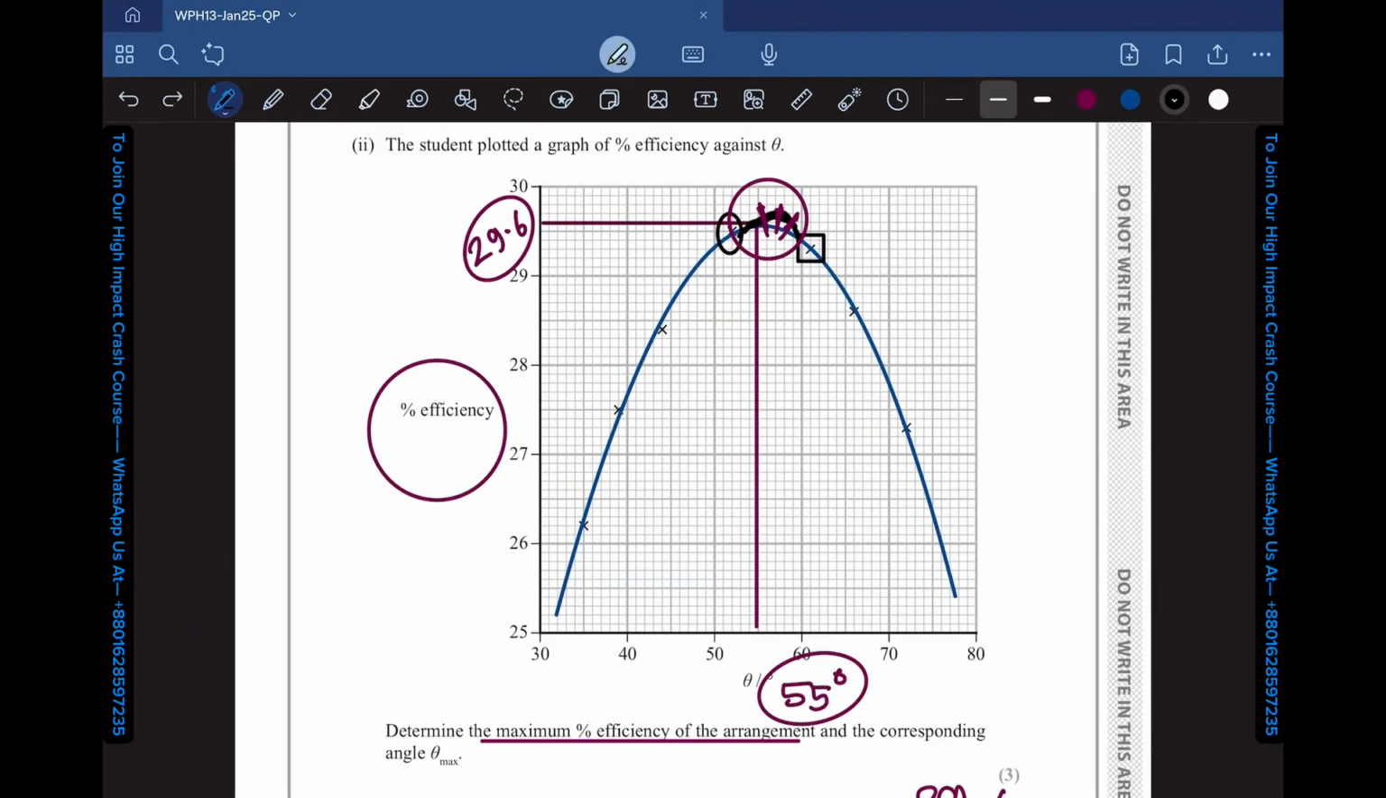Now for more accurate values to be calculated, we need more values in this region, right? In the peak of the graph we need more values. These values correspond to these values, right? So we can say we can take theta values from, let's say, 52 to 56. This is the region where we can take more theta values, right? This is what we can say.